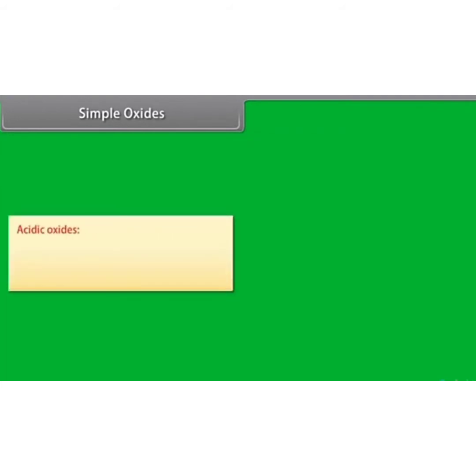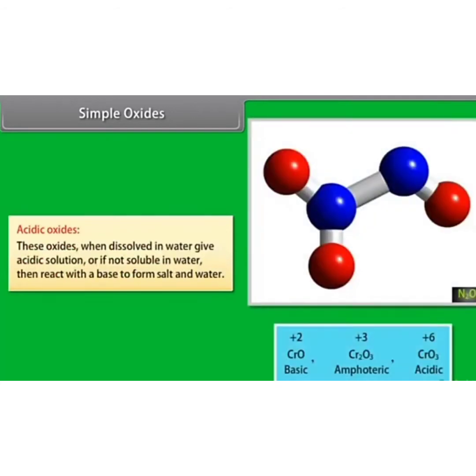Acidic oxides. These oxides, when dissolved in water, give acidic solution, or if not soluble in water, then react with a base to form salt and water. For example, SO2, N2O3, P2O3, and Br2O. The acidity of the oxide increases as the oxidation number increases.